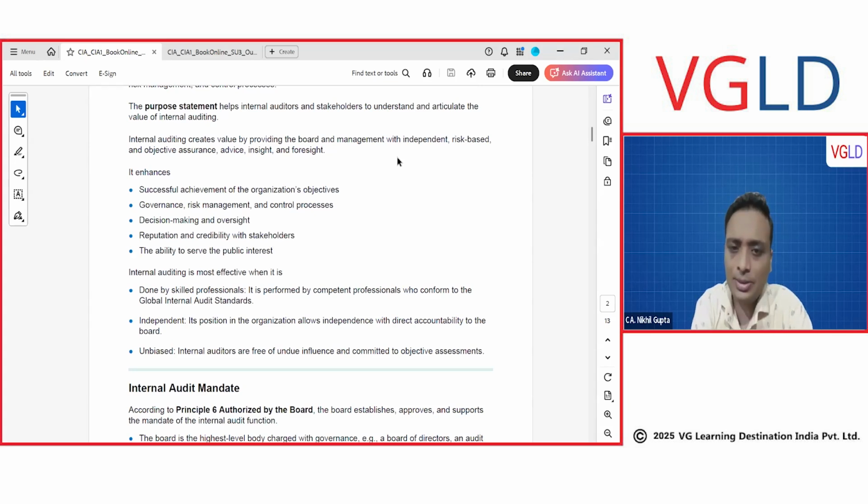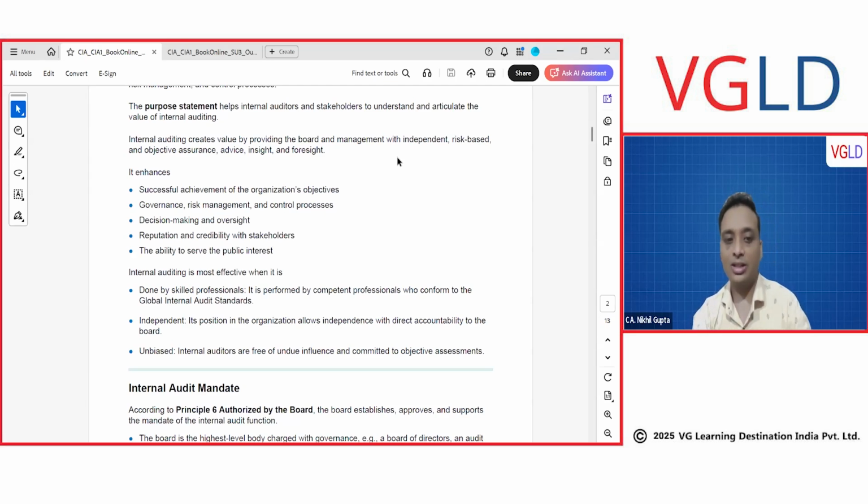As you can see, anybody can perform the internal audit. There is no regulatory requirement that only certain persons can perform internal audit. Even the employees of the company can perform internal audit as per the Indian Companies Act. But does it make sense? They might or might not be skilled professionals to perform those functions. So internal audit is most effective only when it is done by skilled professionals, CIAs, certified internal auditors, competent professionals who conform to the global internal audit standards.